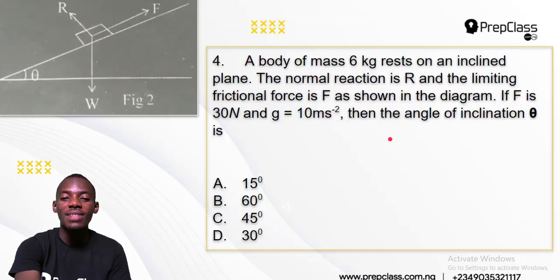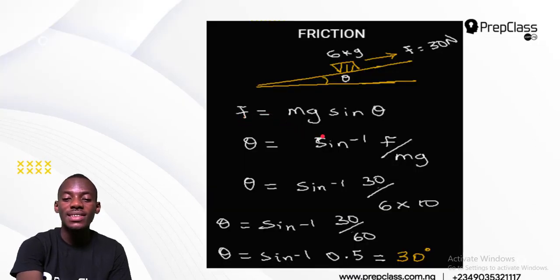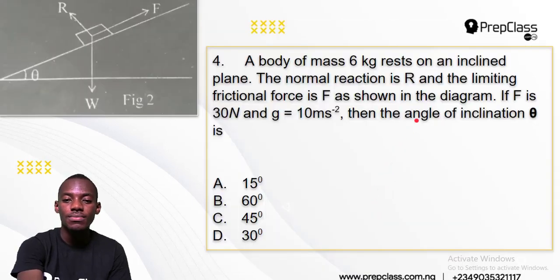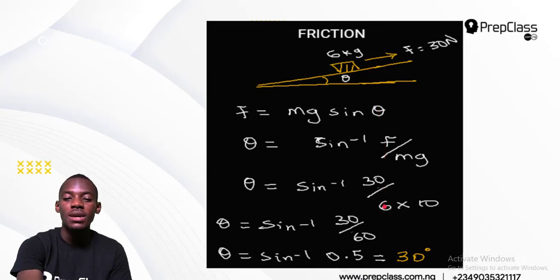In the question we have that the force is 30 Newton. So I'll be having it here as 30, over the mass. The mass in the question is 6 kg. Here it is 6 kg, and that's the mass here. Then the acceleration due to gravity is always 10, unless you are told otherwise. So it was given to us as 10. So I'll just solve this.